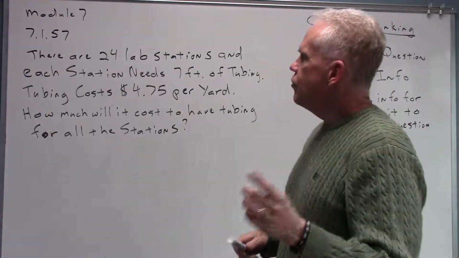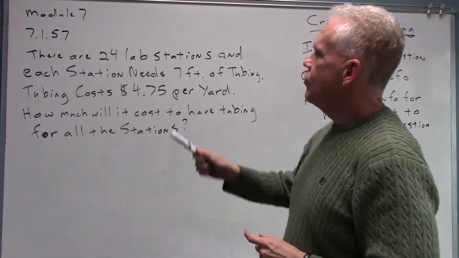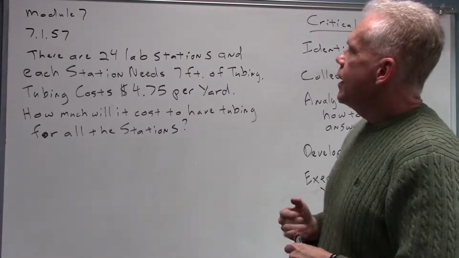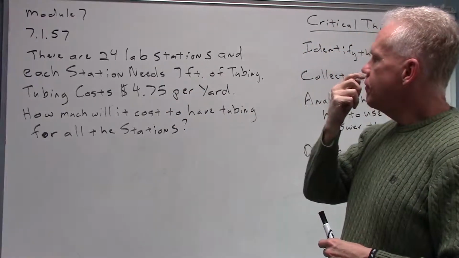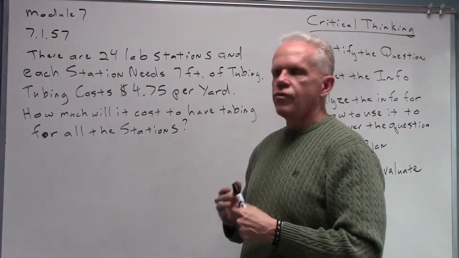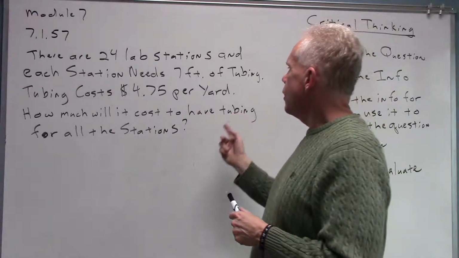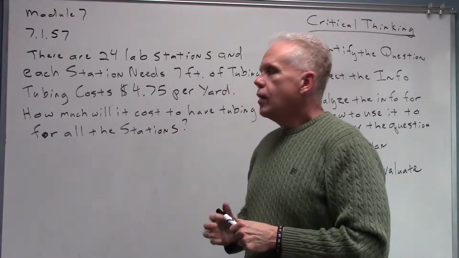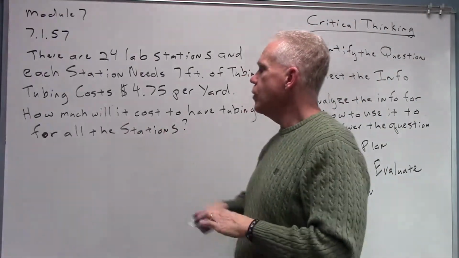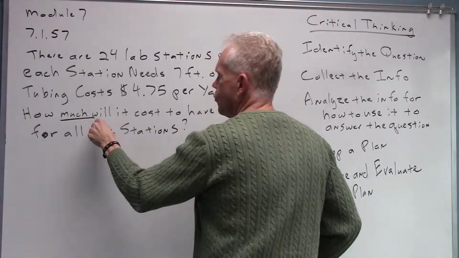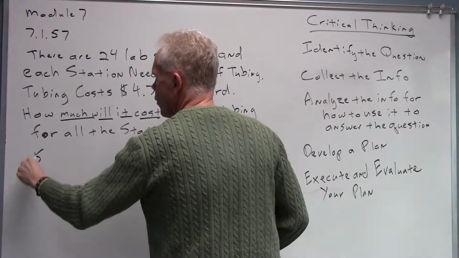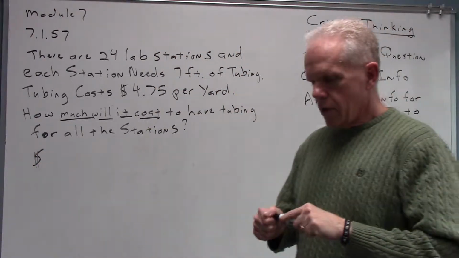First of all, let's just read the problem and see if we can identify the question. Okay, so there's 24 lab stations in a science lab, and each station needs 7 feet of rubber tubing. Tubing costs $4.75 per yard. How much will it cost to have tubing for all the stations? It's very clear here that the question we're trying to answer is how much will it cost? So we're looking for a money answer. We want to know how much it's going to cost.